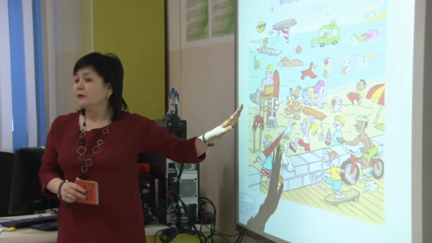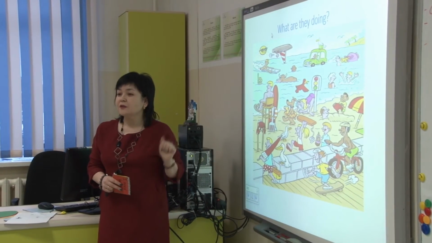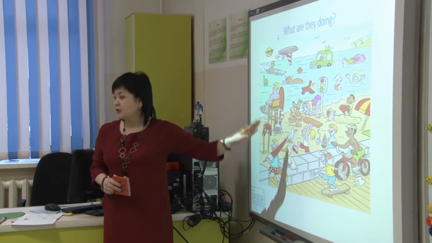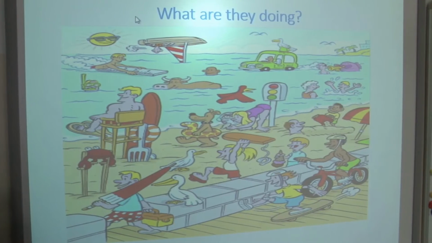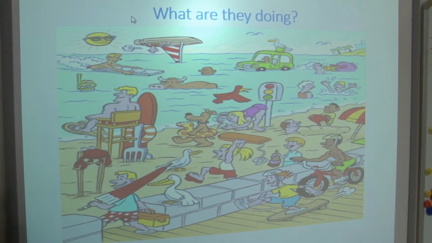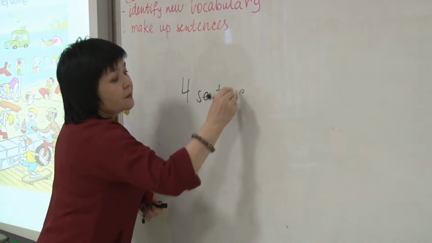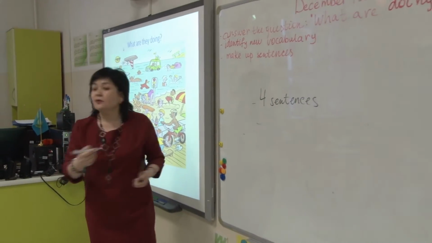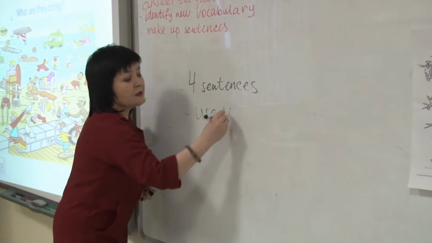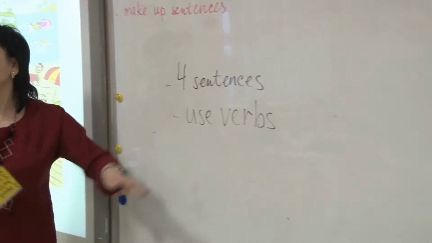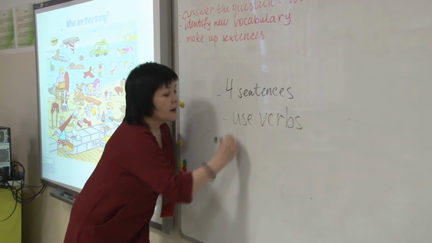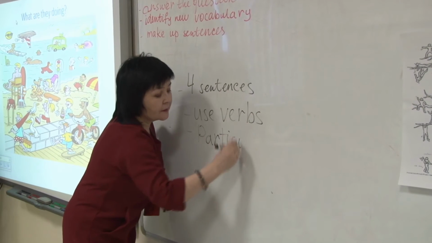On every desk you will find this picture. You are going to work in groups. In groups you are to make up 4 sentences related to this picture. The bird is flying. Then you need to use verbs appropriately. Driving, playing, jumping, okay? And participation is important.